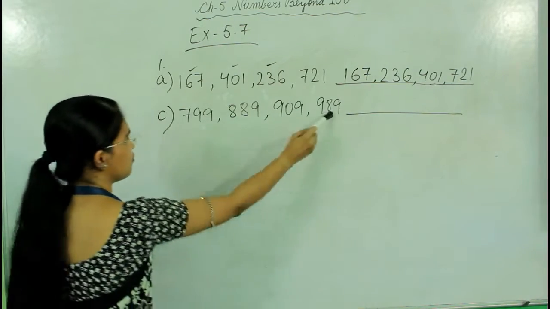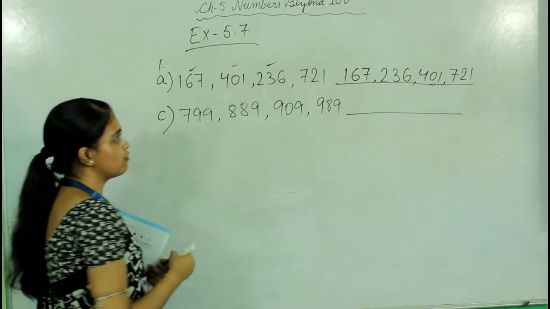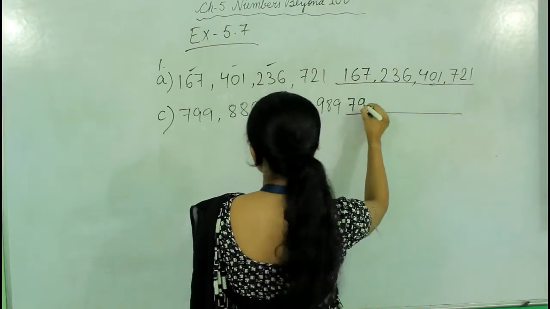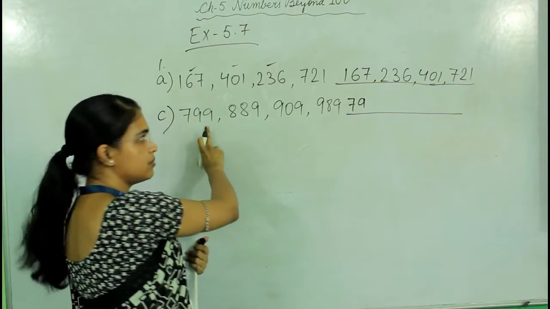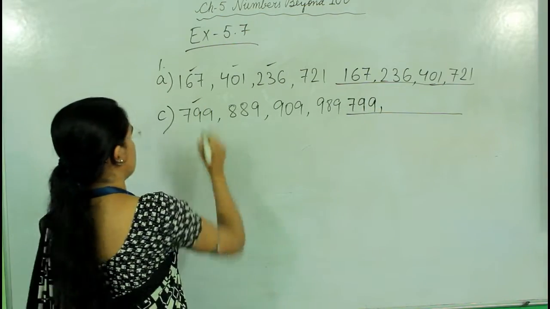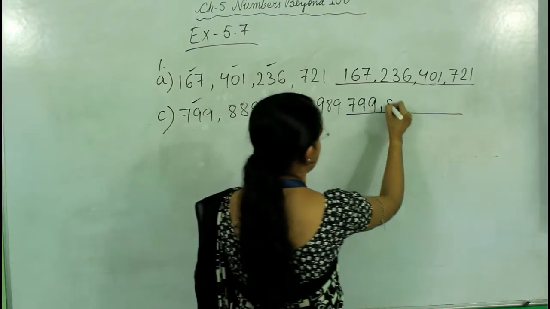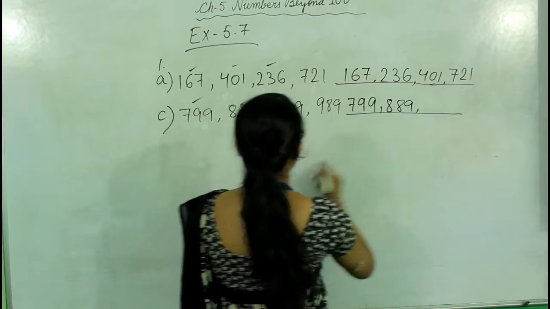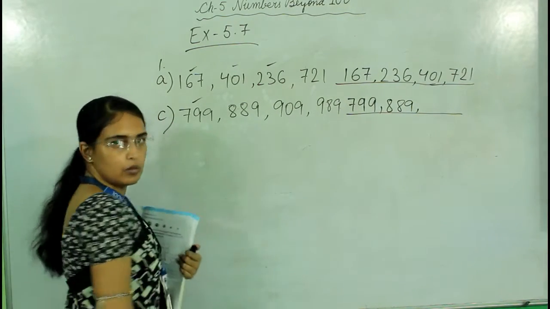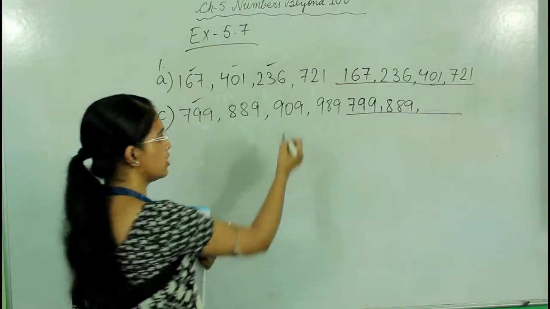So among these four numbers, this is the smallest number, so we have to write this one at the first. 799 is the smallest number, so we have written 799 at first. Then after 7, which number comes? 8. 889. Then after this, we have 9 in 100 place. Look. So how we will check? We will check the tens place.